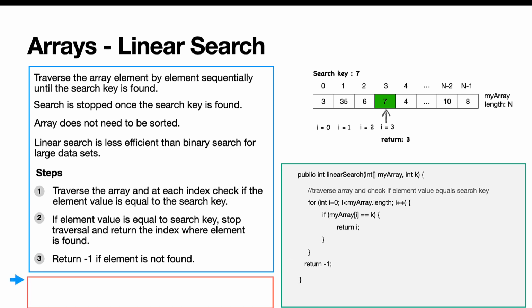Now, let's look at the efficiency of linear search. Since we traverse the array element by element, the time complexity of linear search is O(n), where n is the length of our array. In linear search, we define one additional attribute i as part of the for loop. So the space complexity of linear search is O(1).